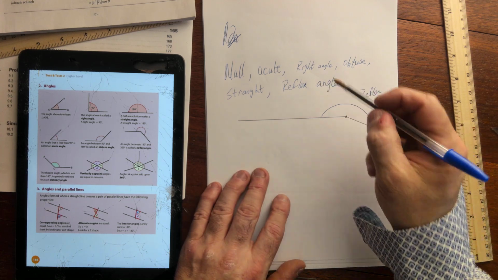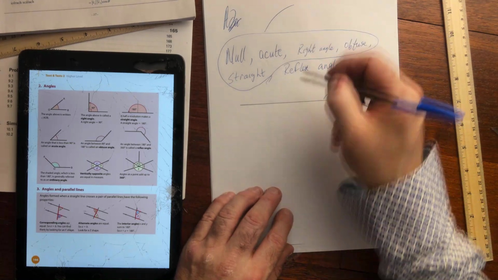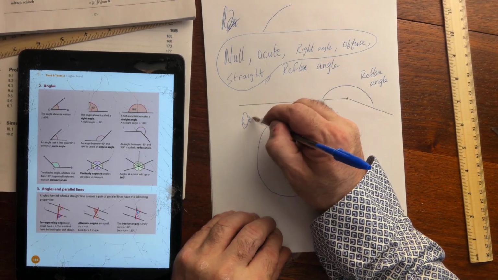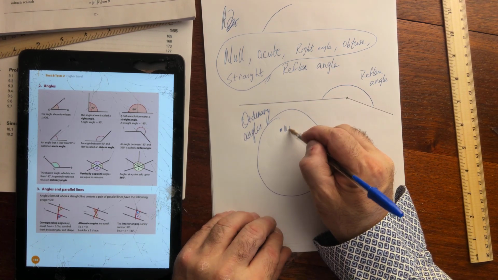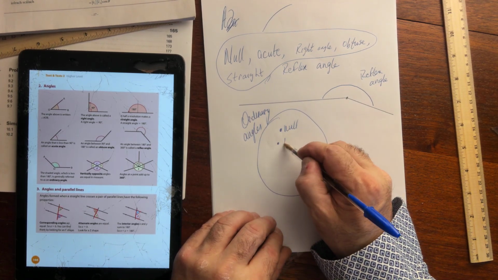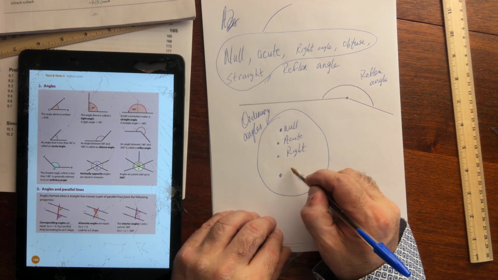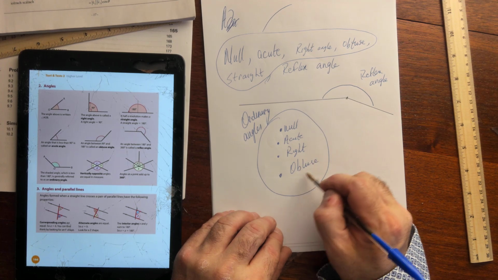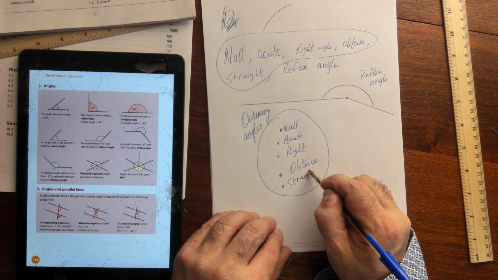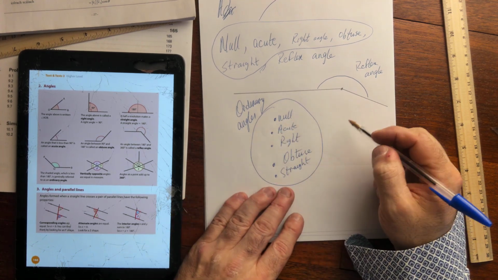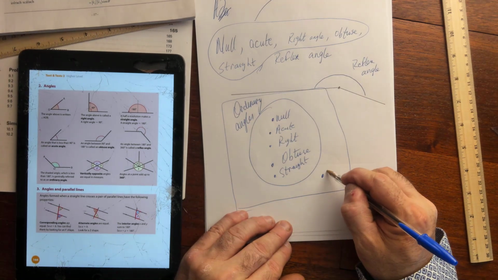And by the way, collectively all of these are called ordinary angles. So if I'm to do up a set of ordinary angles, the names of all the ordinary angles are the null, the acute, the right angle, the obtuse angle, and the straight angle. Okay, but a reflex is not an ordinary angle, it's outside of the set of ordinary angles. A reflex angle.